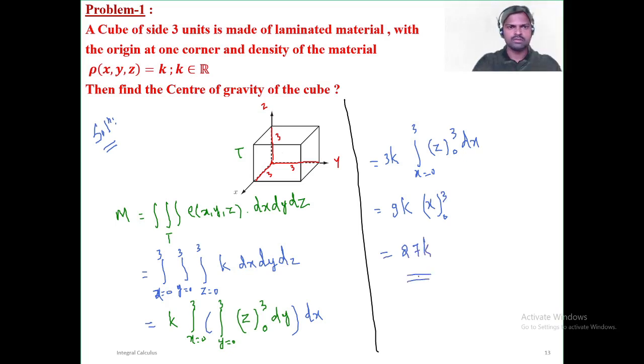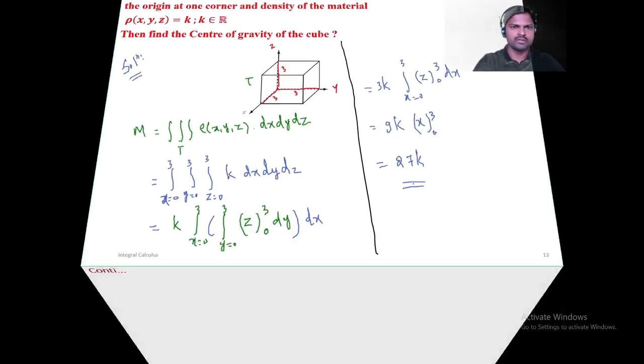Next we are supposed to find the center of gravity. So the center of gravity will be x bar, y bar, and z bar. So this is our center of gravity. Let us find one by one. First x bar. What is x bar? 1 upon m, triple integration of x into density function into dx dy dz.